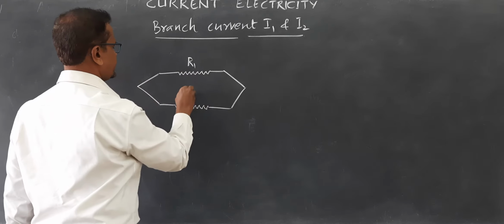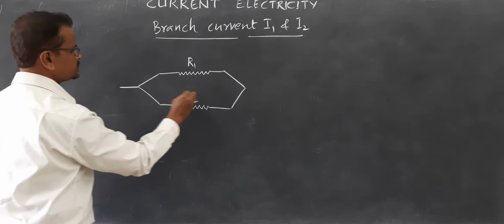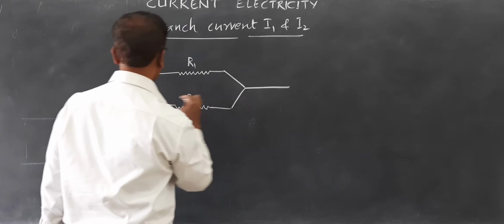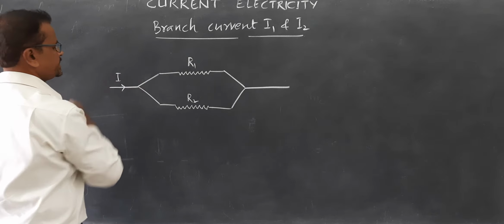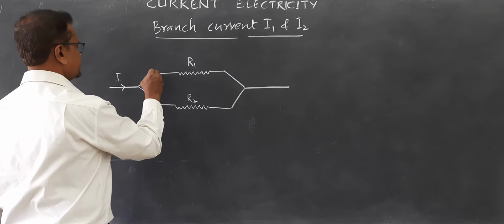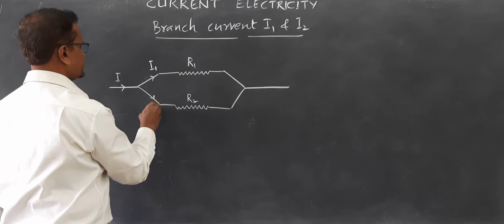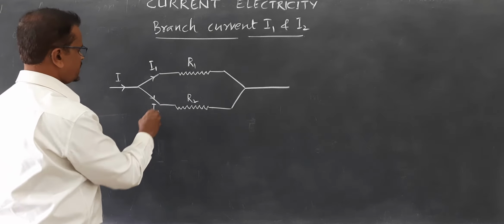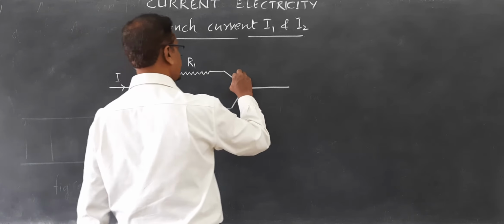Let us say that R1 and R2 are two resistors connected in parallel, right? And I is the main current that is entering. If I is the main current that enters, then we know that the current I will have branch currents I1 and I2.